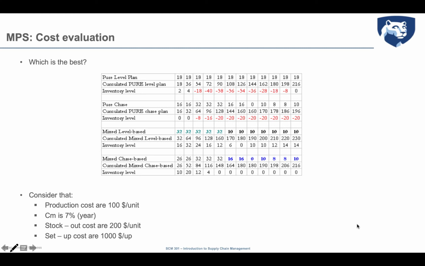Now, if this is clear, let's see how this applies to our example. So we have a floor plan, and these are the data. $100 per unit production cost. Cost of maintenance is 7% a year. Stockout cost is $200 per unit, and setup costs are $1,000 per setup.